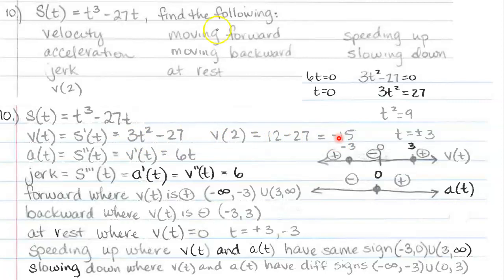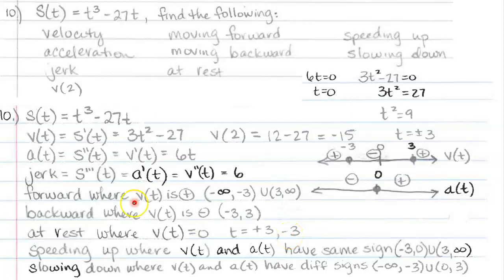To figure out where this is moving forward, moving backward, and at rest, all of that comes from velocity. So I'm going to need to take my velocity equation, 3t squared minus 27, and set it equal to 0 and solve it. So I'm going to add 27 to both sides, divide both sides by 3, insert the square root on both sides. Don't forget to put in your plus or minus, and you'll get plus or minus 3. So for velocity, I have an x-intercept at positive 3 and at negative 3. So anywhere that velocity is equal to 0 is where my particle is at rest. So it's going to be at rest at 3 and negative 3.